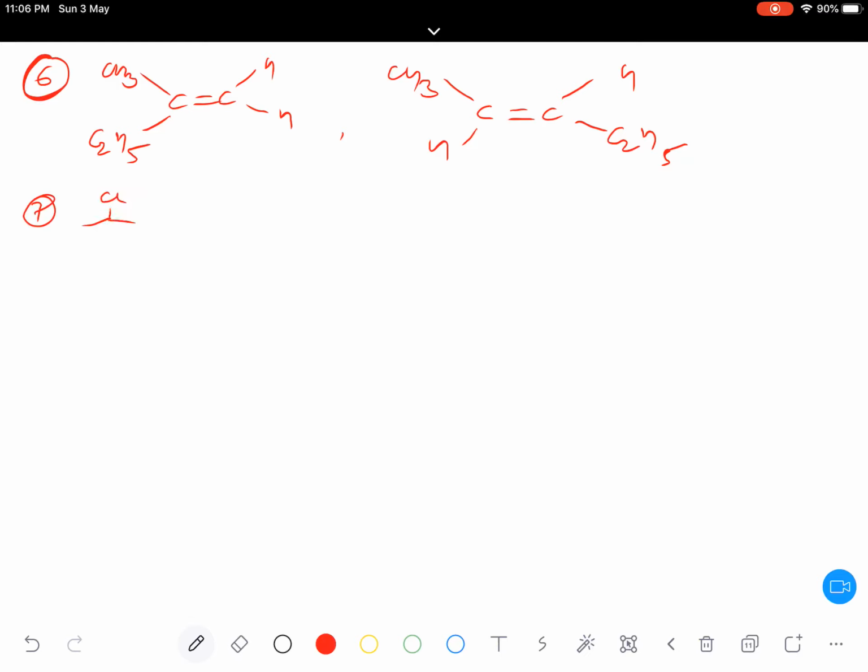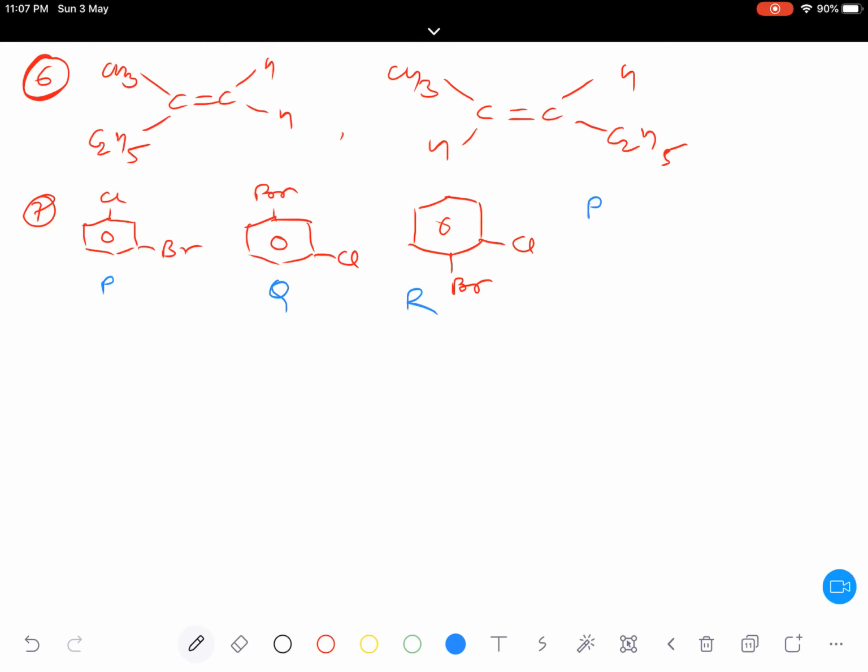7th: Cl, Br, let's say I write it as P. Then Br, here I write Cl, let's say I write it as Q. Next one, Cl, Br, let's say I write it as R. So you have to determine the relationship between P and Q. What kind of relationship will it be? Also P and R, and Q and R. What kind of relationship will be there?